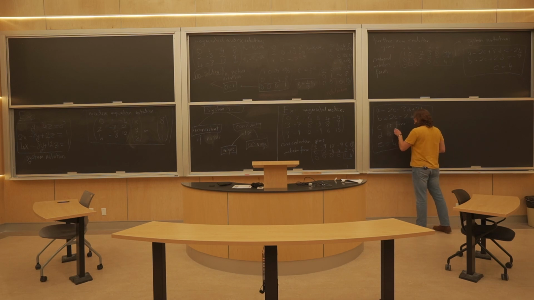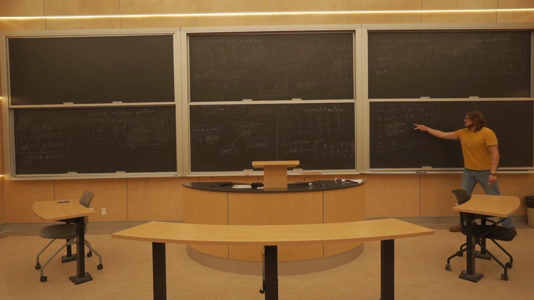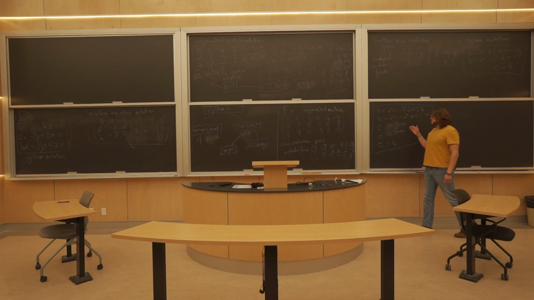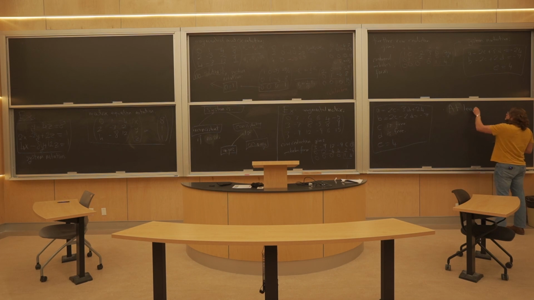And D too is free. And A and B are completely determined once these two free variables are determined. Okay? So this is now the general solution. This is a solution of the system. But whenever you have free variables, that means that you can choose whatever number you want for them, which in particular means that you have infinitely many solutions. Okay? So if you have at least one free variable, that means infinitely many solutions.